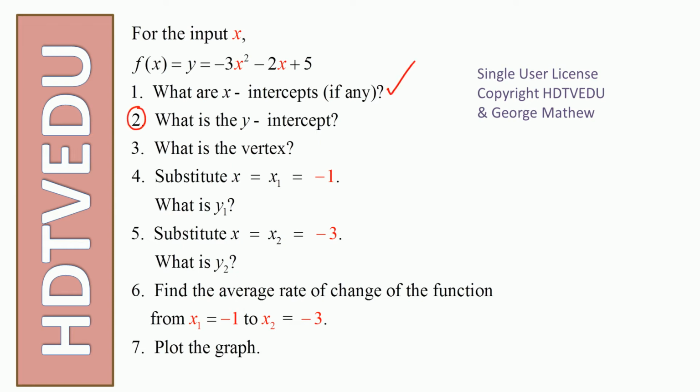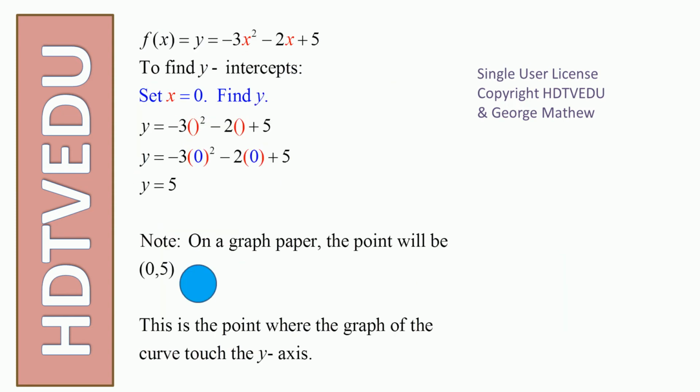Number 2, for the y-intercept, on the y-axis, x is equal to 0. So set x equals 0. We already know the function, negative 3x squared minus 2x plus 5. We can substitute x equals 0. And what do we get? 5. That's what I did here. In the space occupied by x, we substituted 0, and all the terms that have x will go to 0. So what are we left with? 5. So our point on the graph paper is 0, 5.